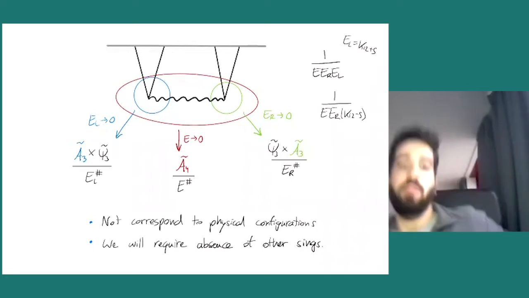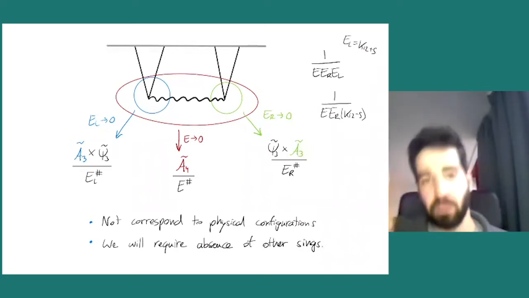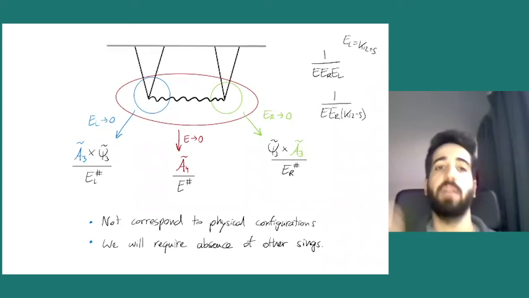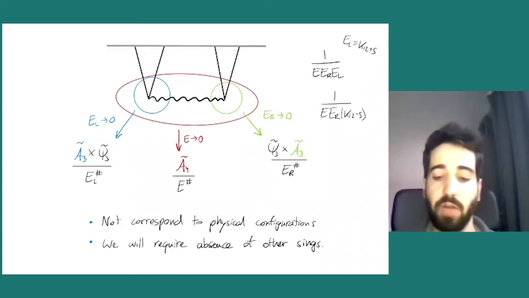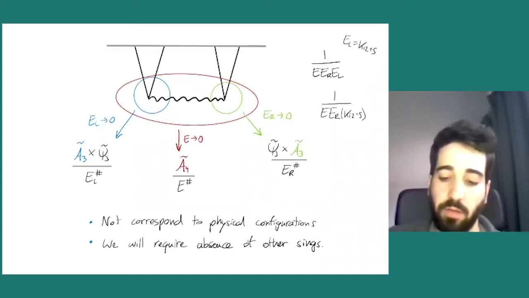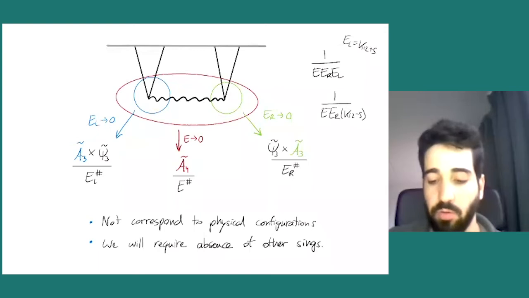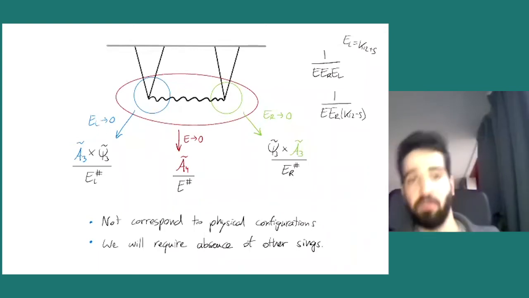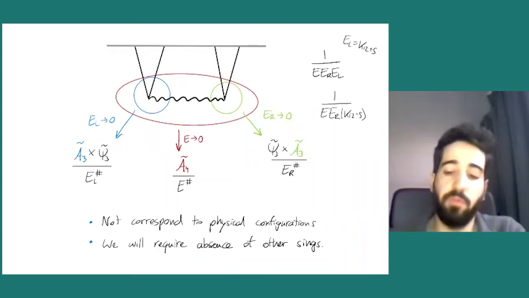So these two things, the presence of these singularities with these residues and the absence of other non-physical singularities, are going to be tools that we are going to use to fix correlators, and they are going to be very, very powerful. Okay.